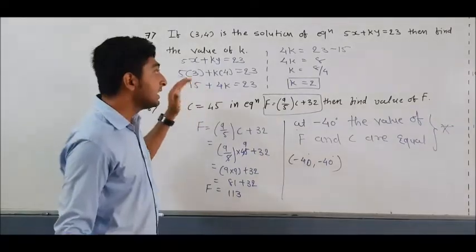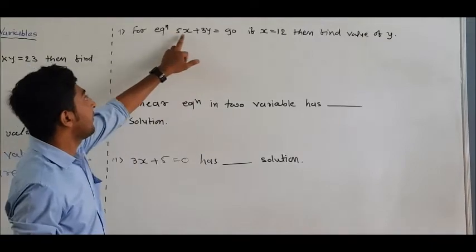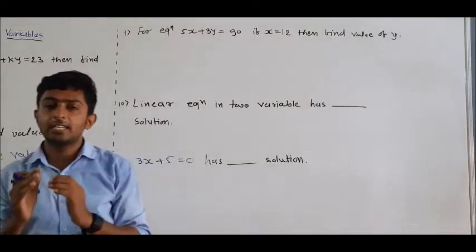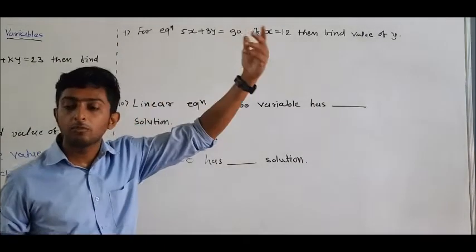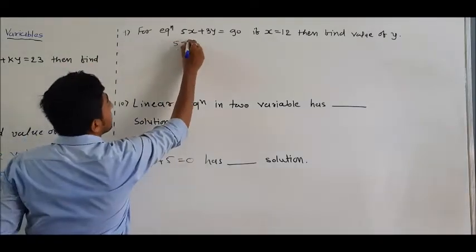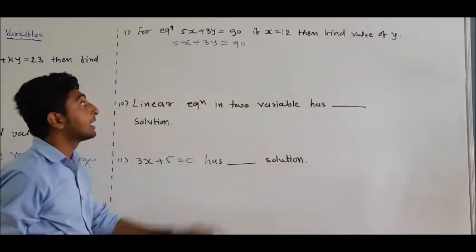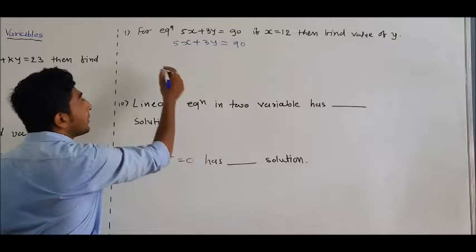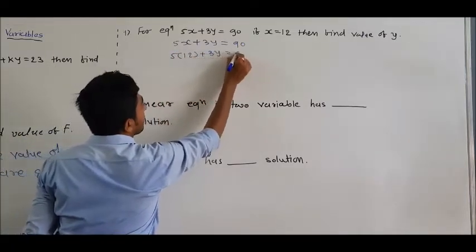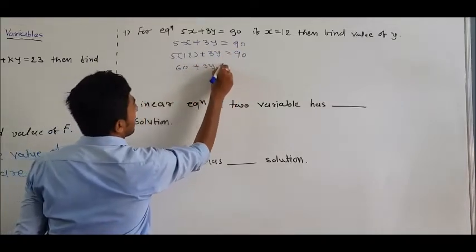Let us see another question. Another question is: for the equation 5x plus 3y equal to 90, if x equal to 12, then what is the value of y? Friends, this question can be asked as a multiple choice question. So first of all, we have 5x plus 3y equal to 90. Here it is given that x equal to 12. So substitute the value of x: 5 into 12 plus 3y equal to 90. 12 fives are 60, plus 3y equal to 90.